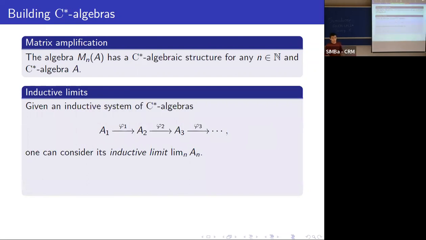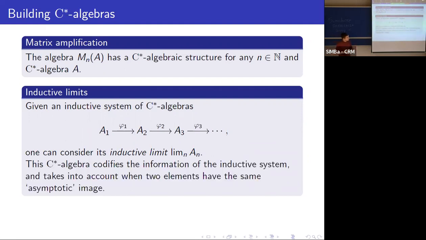For those of you who have not seen this, I will very briefly discuss what these are. So generally, you can consider something called inductive systems, which are just collections of indexed C*-algebras and morphisms between them. And then by using the information of such a system, you can build a C*-algebra that codifies some of the information in here. And this is known as the inductive limit of the inductive system.